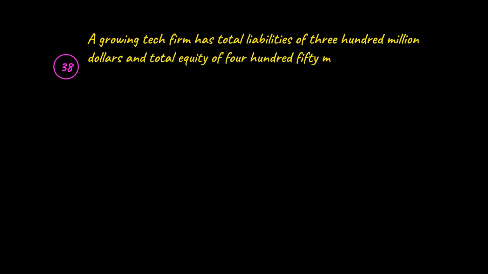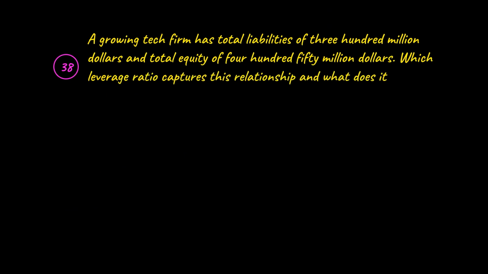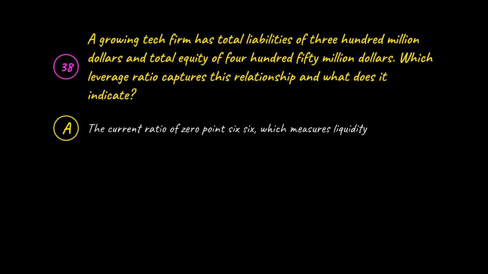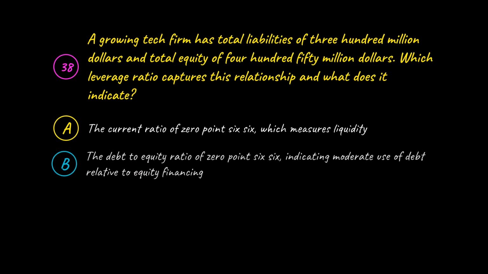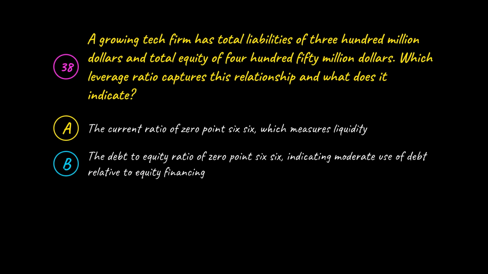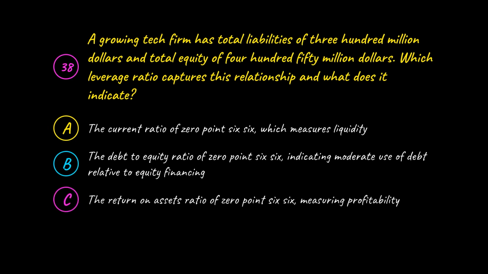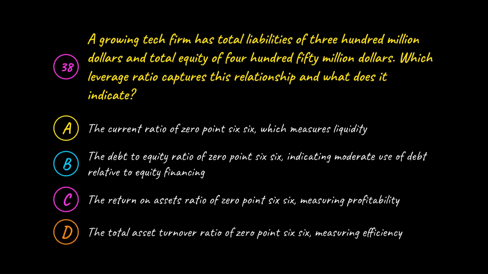Question 38. A growing tech firm has total liabilities of $300 million and total equity of $450 million. Which leverage ratio captures this relationship and what does it indicate? Your options are A. The current ratio of 0.66, which measures liquidity. B. The debt to equity ratio of 0.66, indicating moderate use of debt relative to equity financing. C. The return on assets ratio of 0.66, measuring profitability. D. The total asset turnover ratio of 0.66, measuring efficiency.